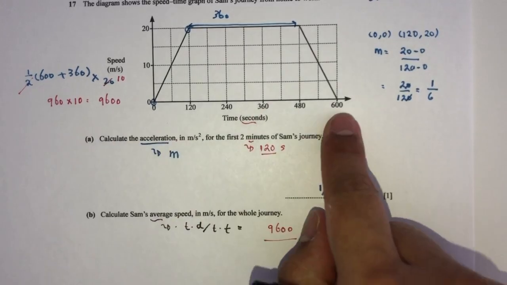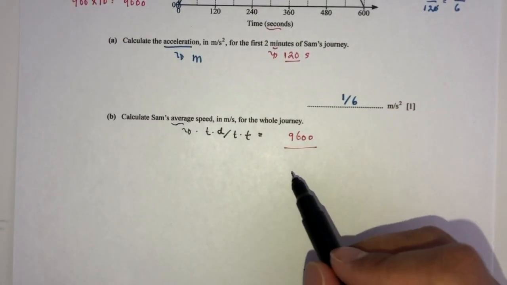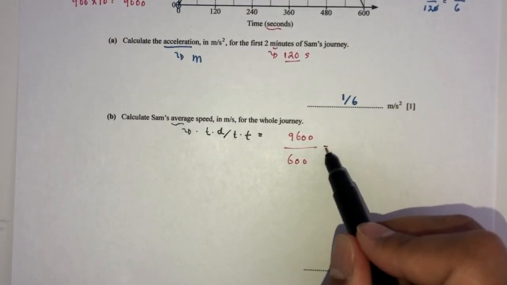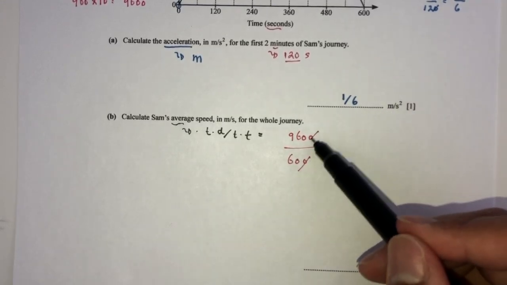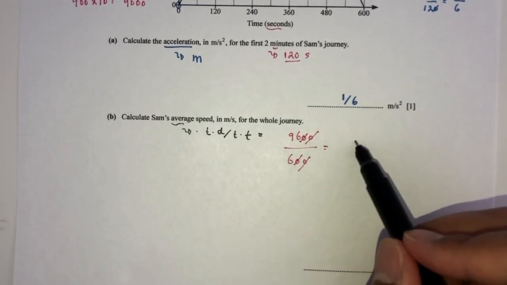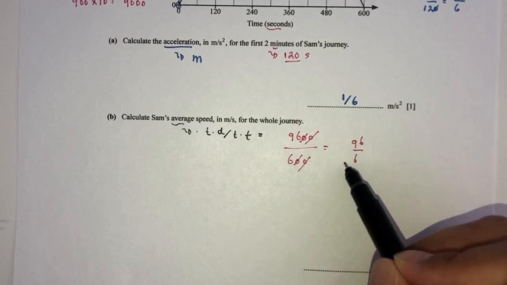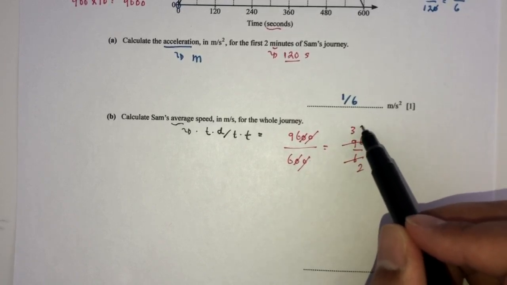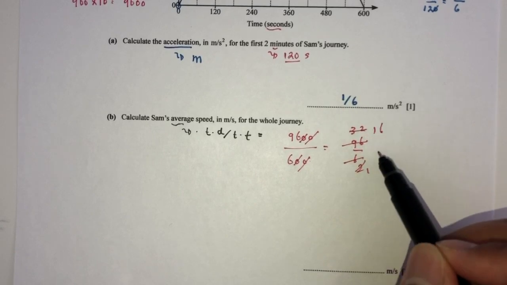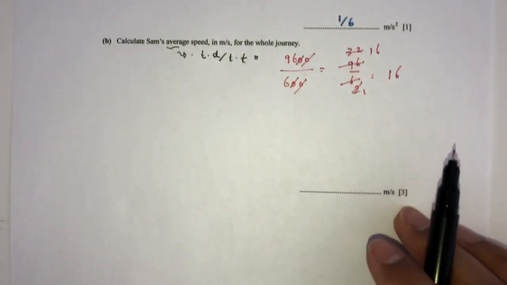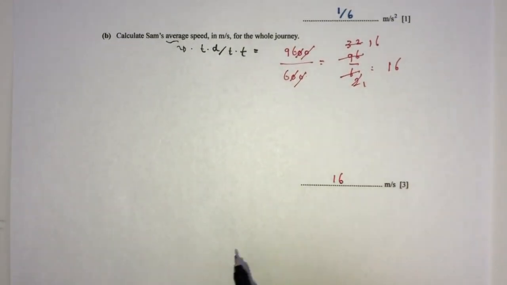Divided by the time taken, which will be 600 seconds. Simplify, divide by 2, so 96 over 6, divided by 3, that will be 16. Your answer will be 16 meters per second, the average speed traveled by Sam.